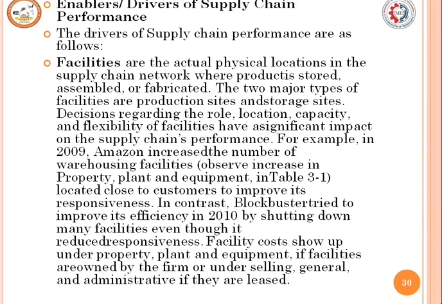For example, Amazon has increased the number of warehouse facilities so that they can reach the customer at a faster rate, stored in different locations so that the responsiveness is faster. Facility costs show under property, plant and equipment. If facilities are owned by the firm or under selling, they take locations at the least cost so that they can extend the facilities to the customer.